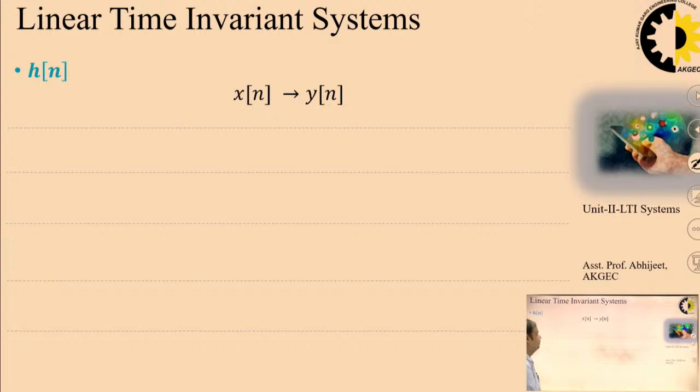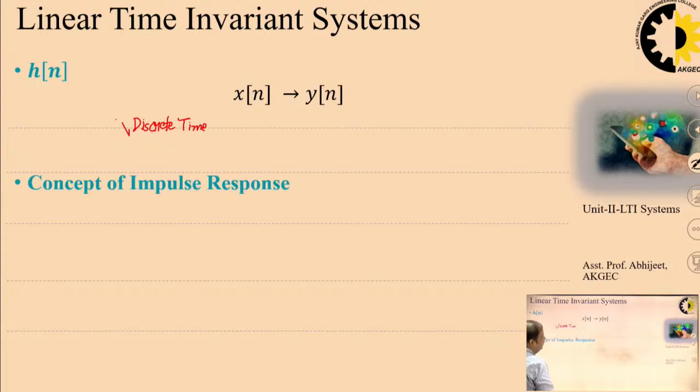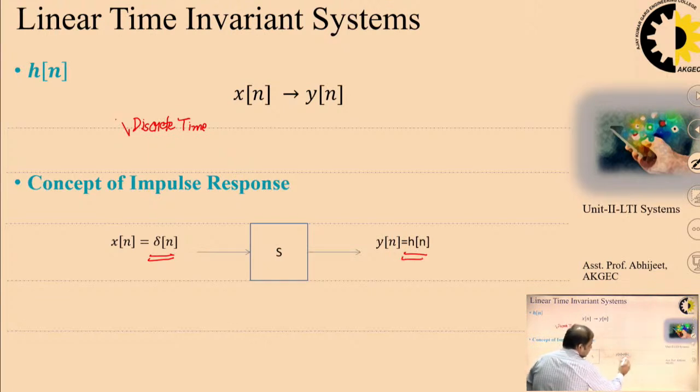So first of all, what we are discussing is for discrete time systems. Then x[n] gives an output y[n], and the impulse response of the system is defined as, for the system, if the input is the impulse signal, the output is said to be the impulse response of the system, the response of the system to the impulse signal.